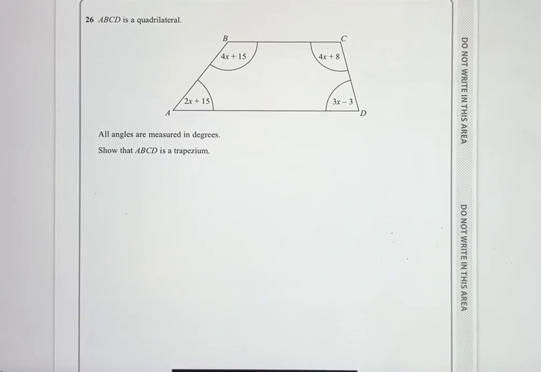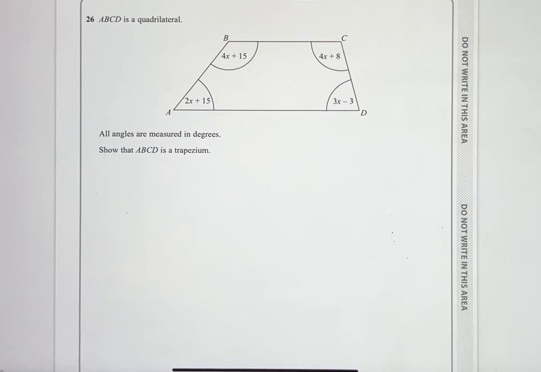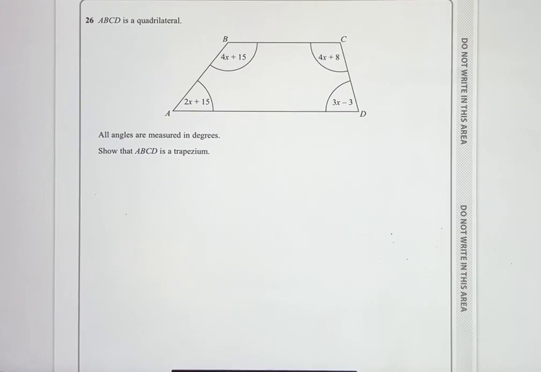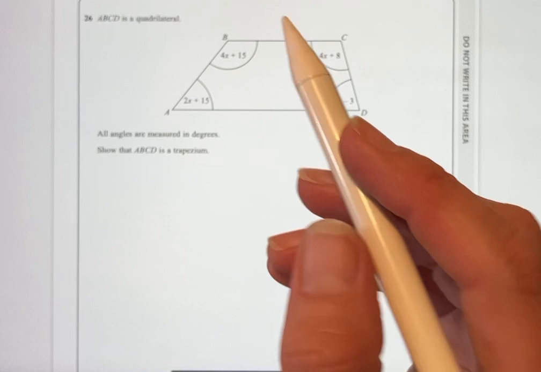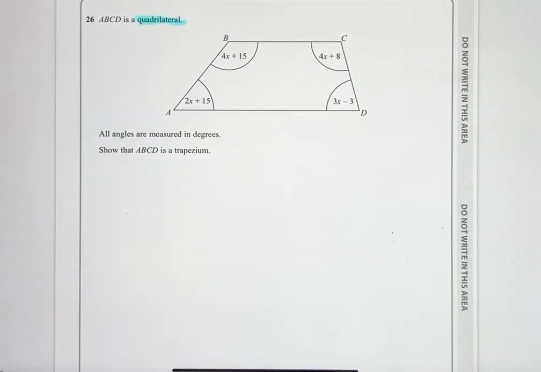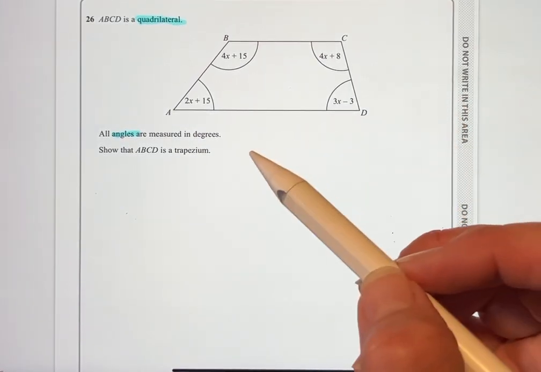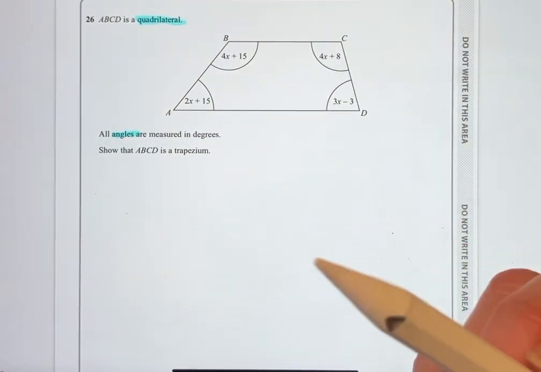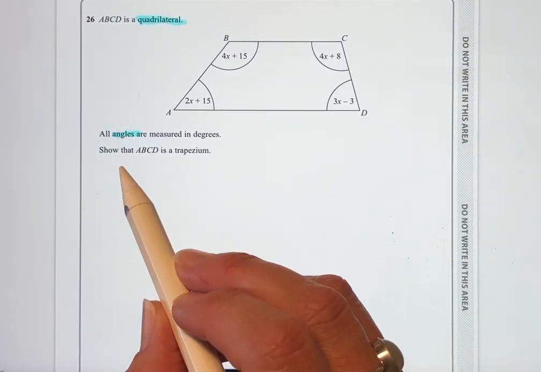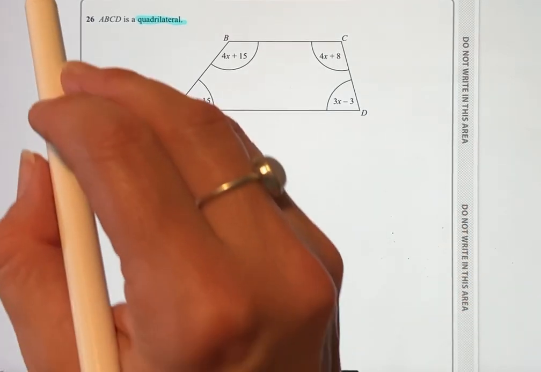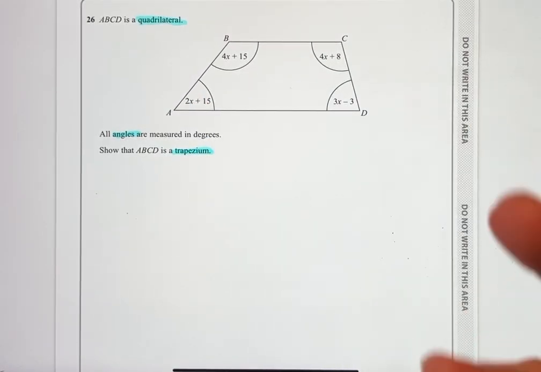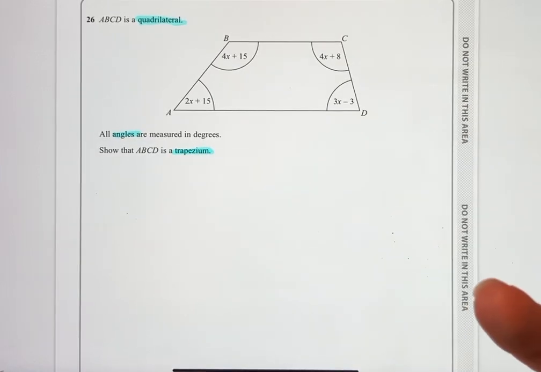Okay, so this is a question from paper 2 from June 2024, and it involves quite a lot of skills. So first of all, this question tells us that we have a quadrilateral, and it says angles are measured in degrees. So straight away you're thinking quadrilateral angles, but it's saying for the next bit, show that ABCD is a trapezium. So we've got to be specific about the quadrilateral, not just the fact that it's a quadrilateral.